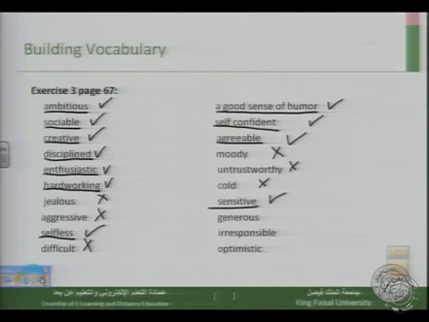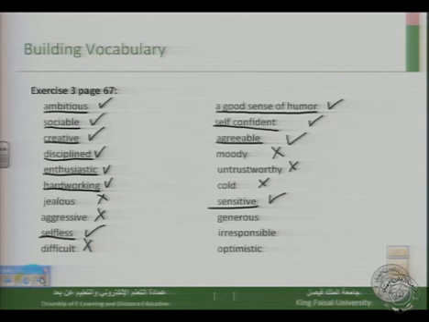Sensitive is a good adjective. The next adjective is generous. What does the adjective generous mean? Generous means someone who gives more of his time and of his money to others. A generous person gives much of his time and of his money to others. So this is a good adjective.